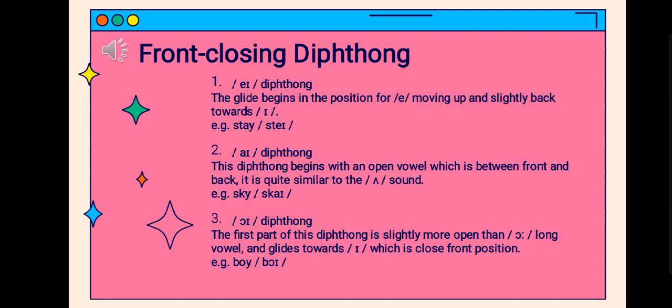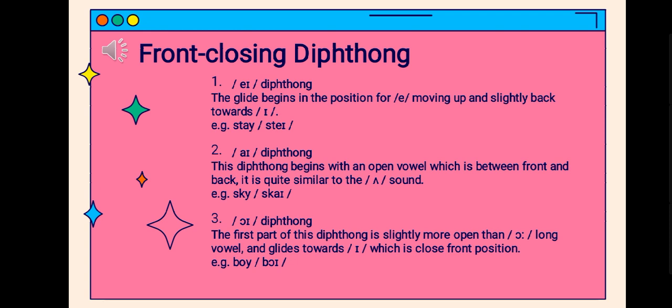Alright, the first kind of closing diphthong is the front closing diphthong. Number 1 is the A diphthong. The glide begins in the position for A, moving up and slightly back towards E. Example in the word stay. Once more, stay.